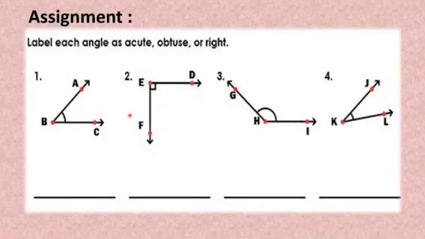Now for the assignment. In the previous session I had given an assignment of identifying objects around you in your home and listing down which type of line each belongs to. Now it is the different types of angles that we have dealt with in this session, and I want you to label each one as whether it is acute, obtuse or right angle.